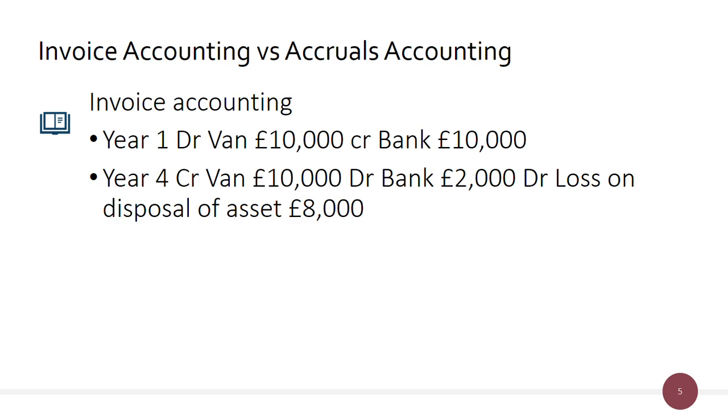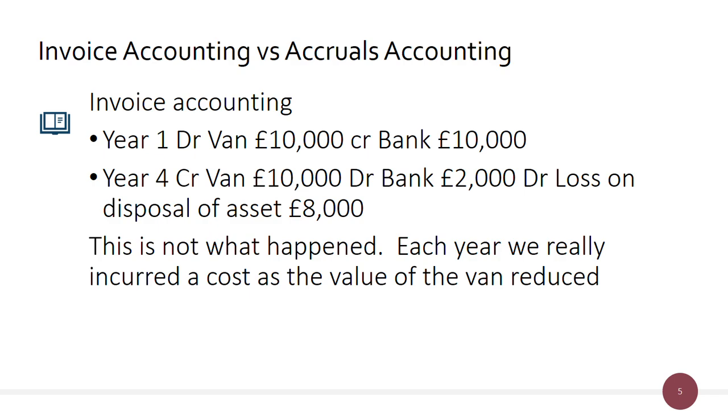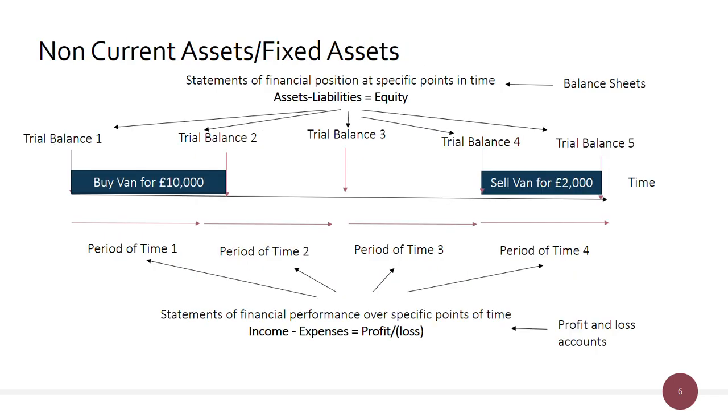Did that really happen? Well, that wasn't really what happened. Each year, we've been using this van, and each year we've had a cost of using it. So invoice accounting is not really showing us what should be happening compared to accruals accounting. So let's do accruals accounting then, and see what would happen here.